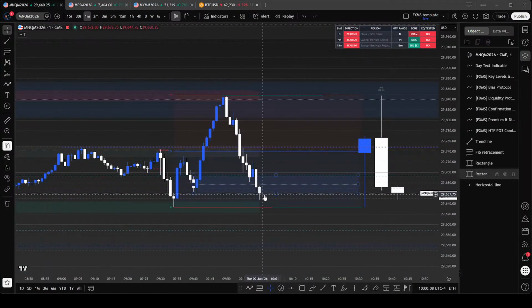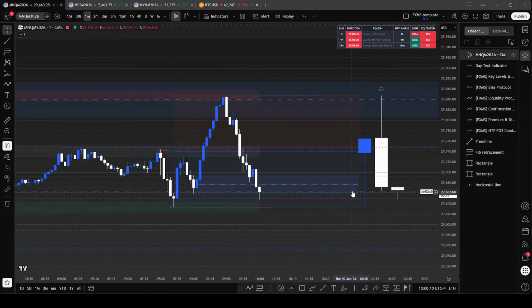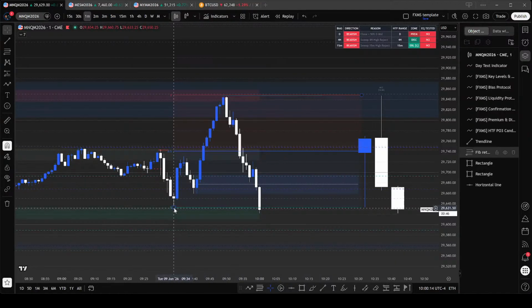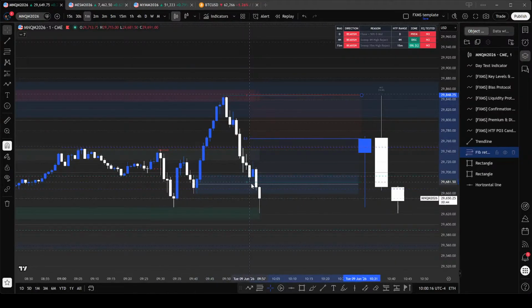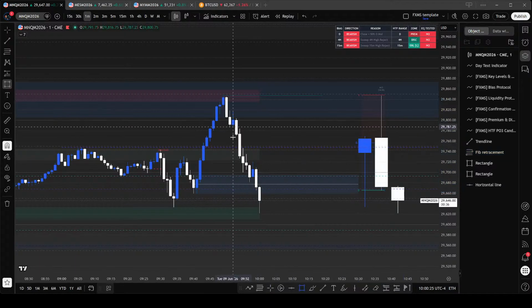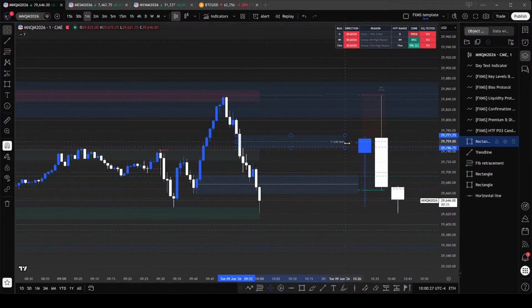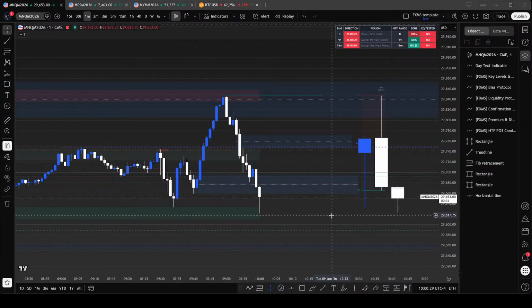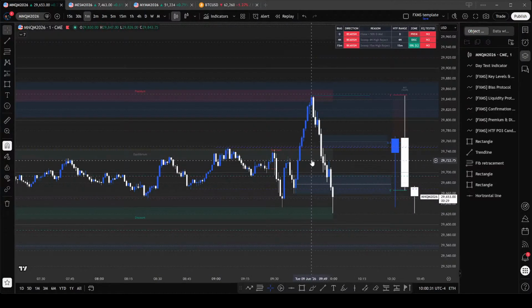Okay, so we're looking for price to continue lower at this point here. The 50% retracement of this range is going to be right around this level right here where this imbalance is. So we'll be optimistic for a price to get up there.